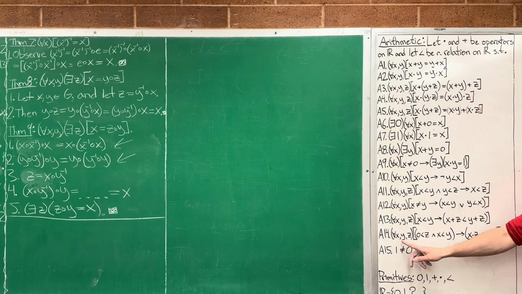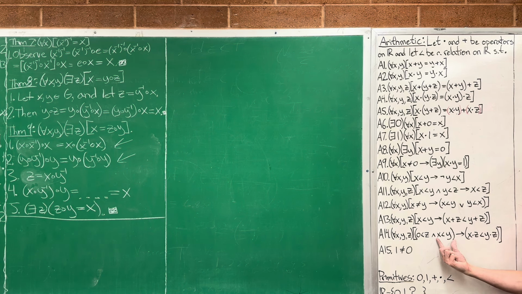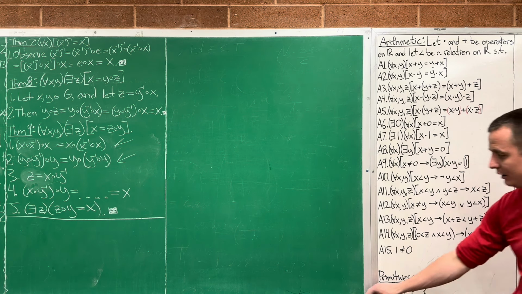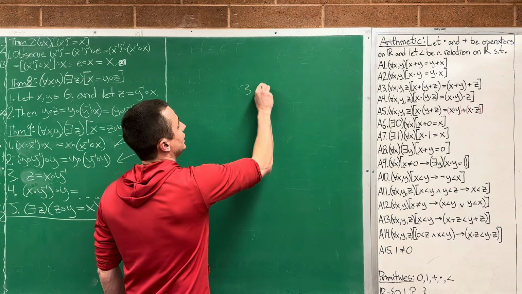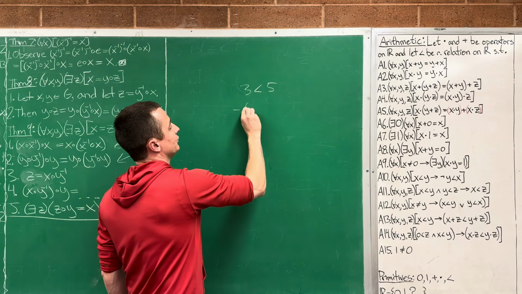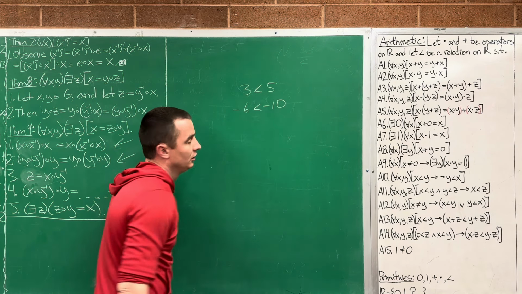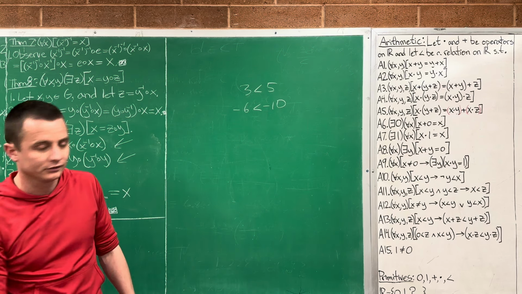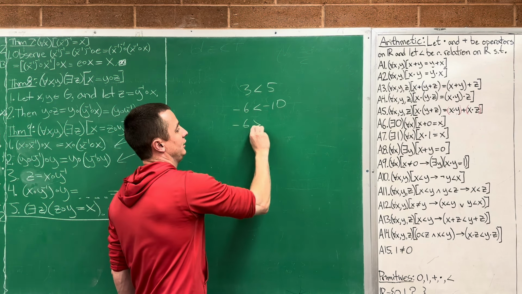Next, for all x, y, and z, as long as z is a positive number, if you have x is less than y, then x times z is less than y times z. So if x is less than y, you can multiply a positive number to both sides, and the inequality is still true. Multiplying a negative number to both sides does not maintain the inequality. I know that 3 is less than 5. Let's multiply both sides by negative 2. I get negative 6 is less than negative 10, which is false. Negative 6 is greater than negative 10.